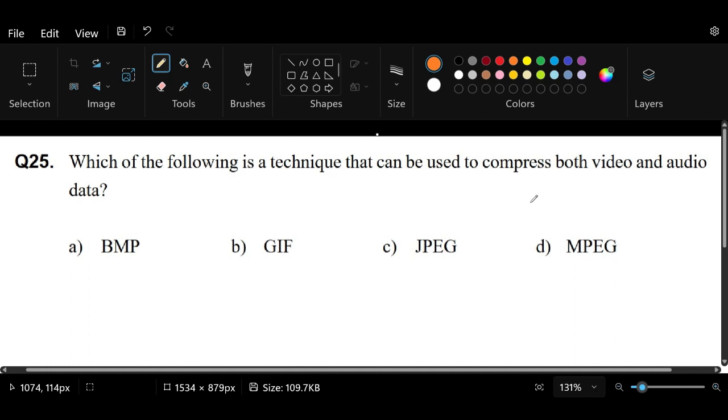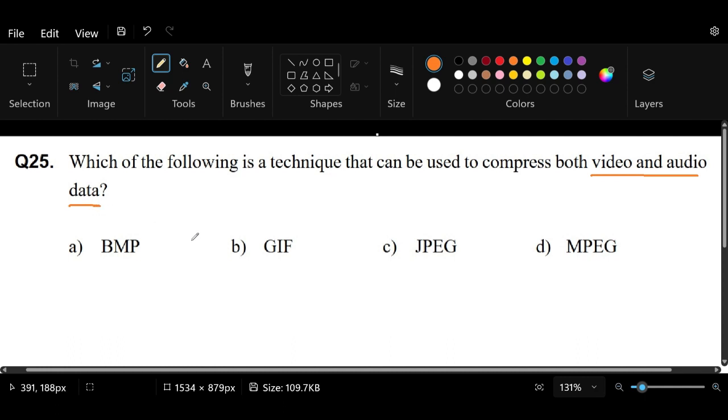This question isn't really supposed to be difficult. If you've ever done any of those photo image editing or even watched videos using your computer, it's likely that you've encountered the words that we have among the choices. Okay, so it's asking us the compression technique for video and audio data.